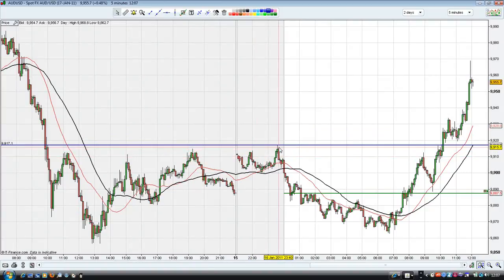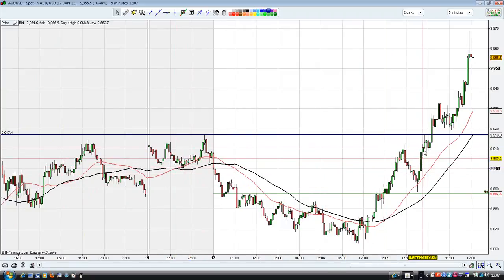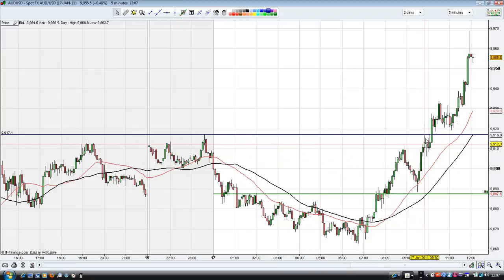So that was the high from midnight last night. And you can see it has been going sideways. So the plan was to wait and see what happens. And you can see here at 950, the high there was 9916.6, so more or less the same as that. So it got to that point, and you can see there was a small pullback.